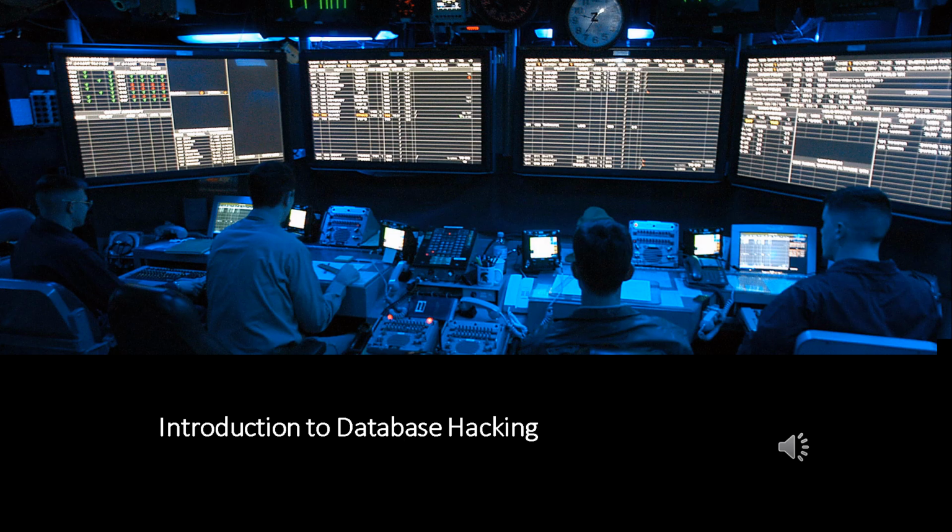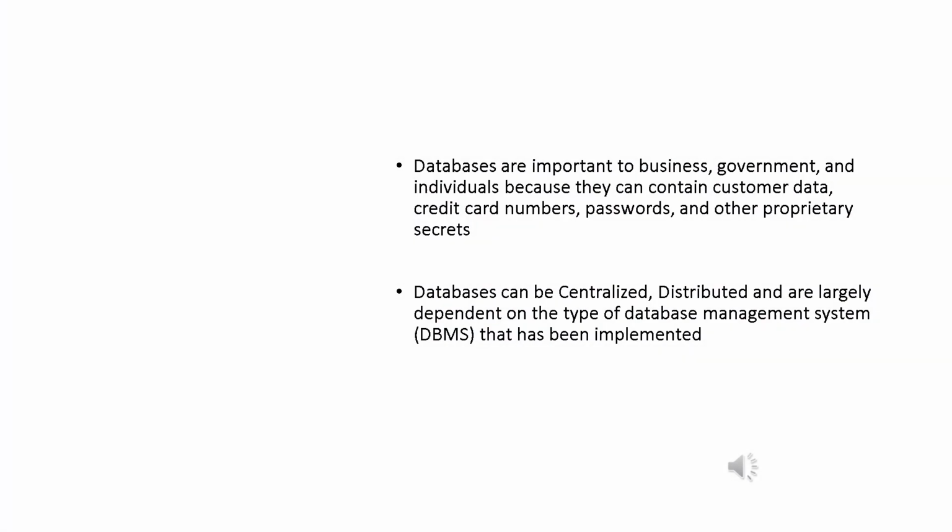Database hacking. Databases are important to business, government, and individuals because they contain customer data, credit card numbers, passwords, and other proprietary secrets. Databases can be centralized or distributed, and are largely dependent on the type of database management systems that have been implemented.